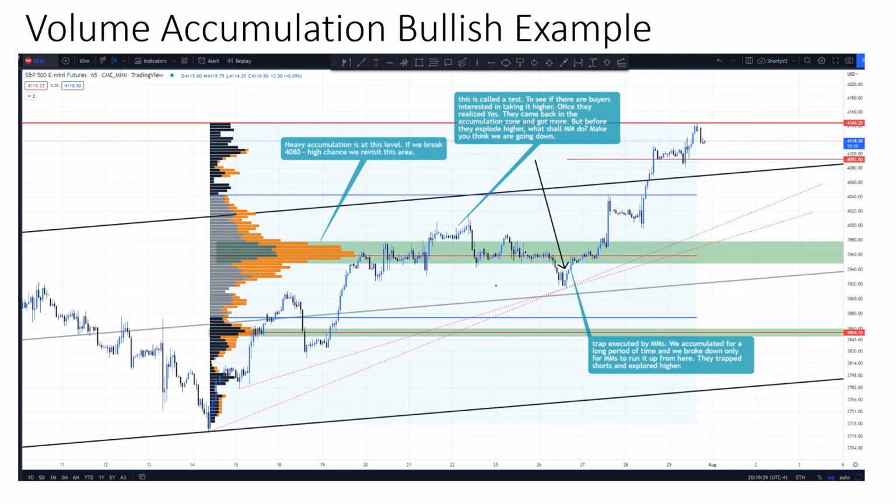So what do you do if you're a market maker? Well, you accumulate. Look at this zone right here. And what do you do? Well, you break the zone down and get what? What do you think happened here once this broke? Remember, I talked about those people that get faked out.